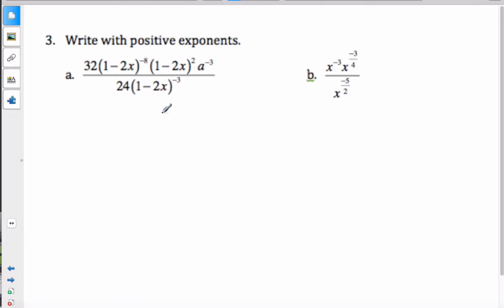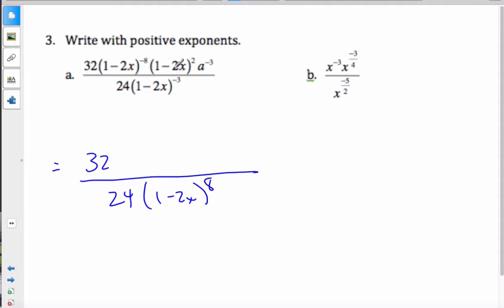Okay, so in this scenario here, I'm going to have to simplify this and make them all positive exponents. One of the first things that I'd like to do is, I have my fraction, and I'm going to take all the ones that are negative and put them on the bottom. So this will be 1 minus 2x to the 8. This is positive already, so it stays up top, positive. This a to the negative 3 becomes a to the 3. And then from the bottom, this one comes up top, 1 minus 2x to the 3rd.